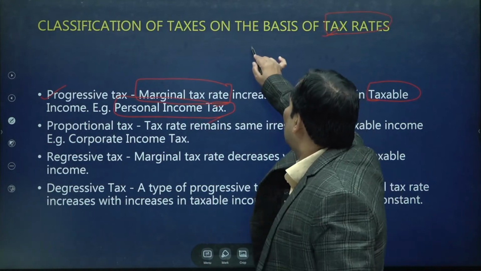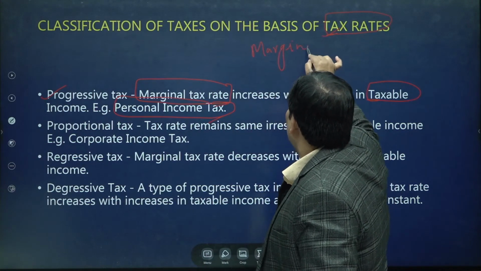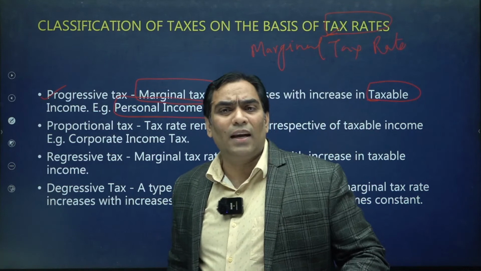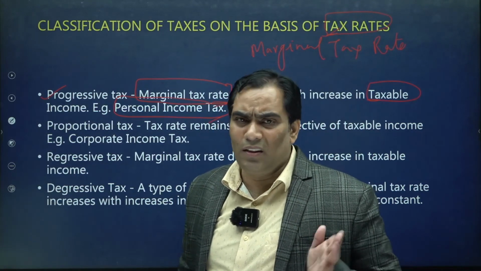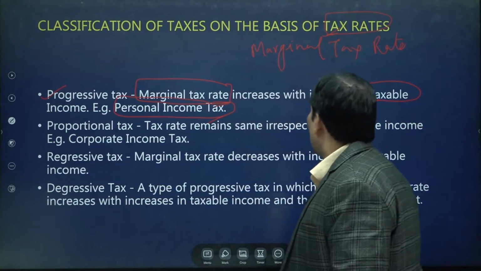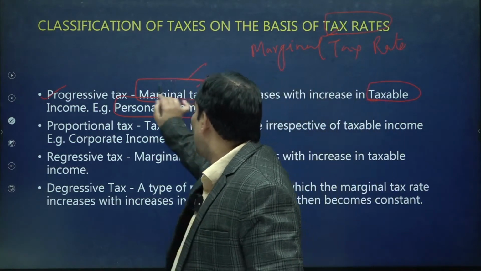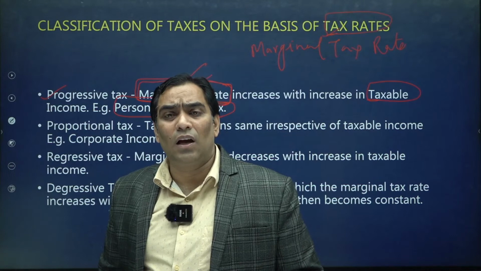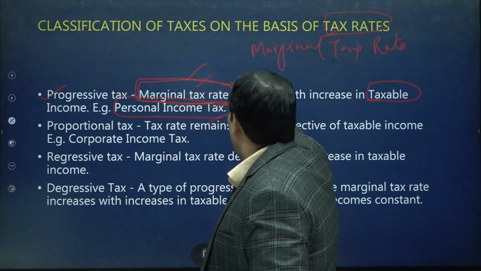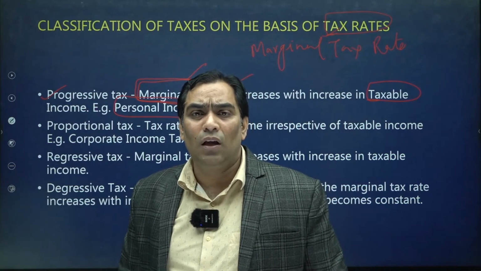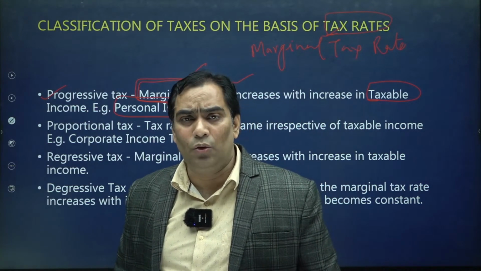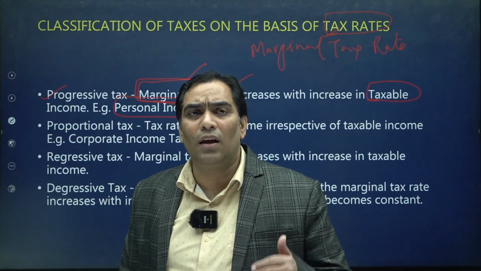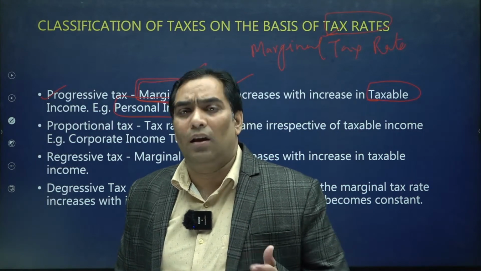What is the meaning of marginal tax rate? Let me explain, because this is a technical word. Many books define direct taxes as the tax which is levied directly, but that should not be the definition. We have to use these words, because each and every discipline has its vocabulary. Similarly, economics also has its vocabulary. So whenever we discuss progressive taxes, we have to say that progressive taxes are those taxes in which the marginal tax rate increases with the increase in taxable income. That is the meaning.